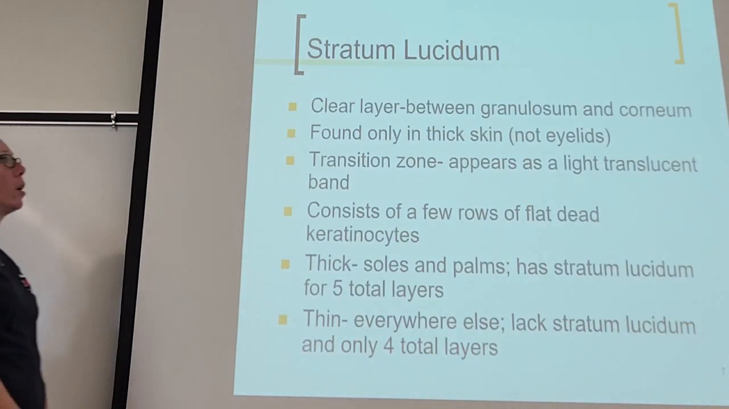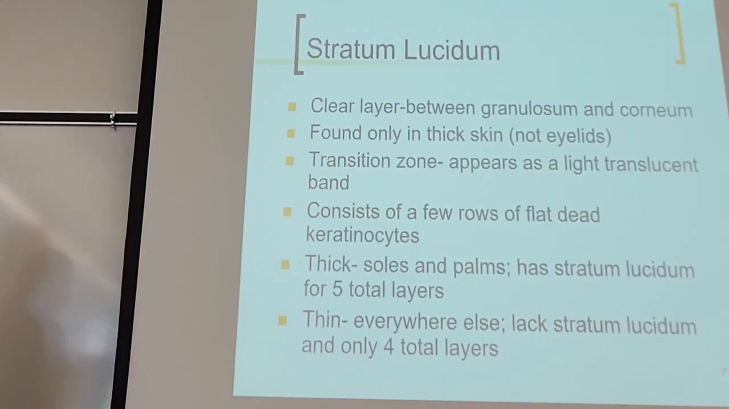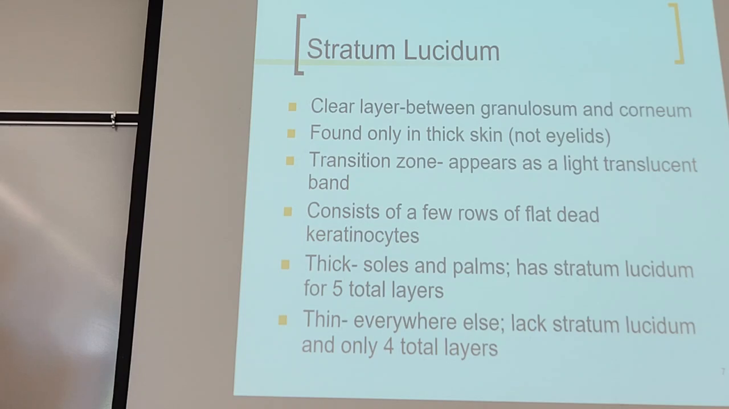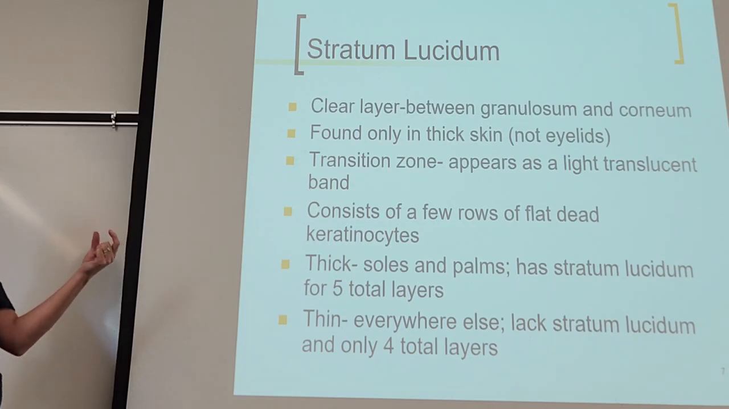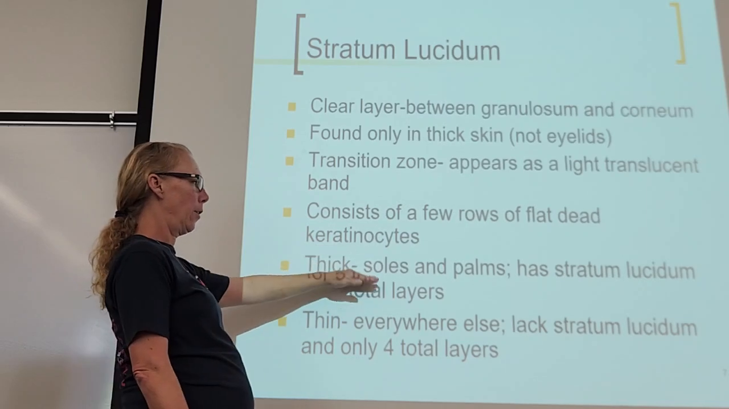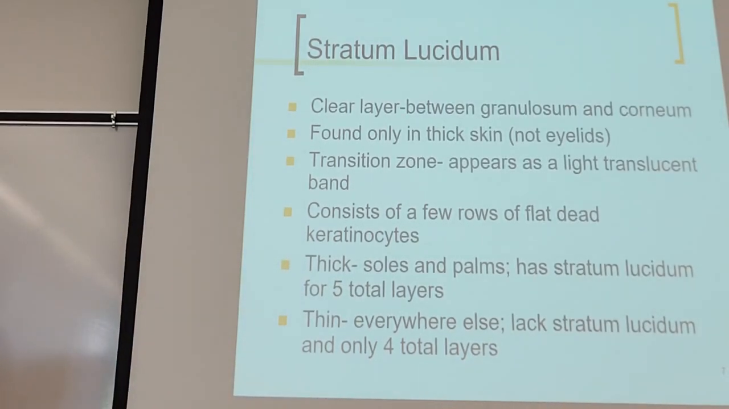All right. Okay, so just driving home stratum lucidum. It's only found in thick skin. So palms of your hands, soles of your feet. It's going to be in between the corneum and the granulosum. Okay, and it's called lucidum because it's translucent. It's usually white in color. You'll really be able to see it under the microscope nicely. It's a very white layer. So again, thick skin, because it has a lucidum, it's going to have 5 total layers. Thin skin everywhere else, so hairy skin, skin everywhere else on the body is only going to have 4 layers because they lack a stratum lucidum.